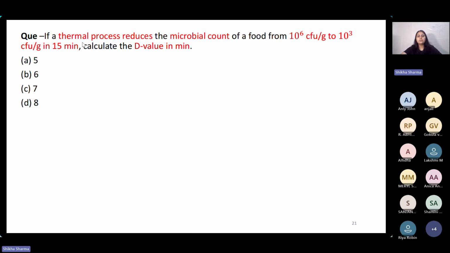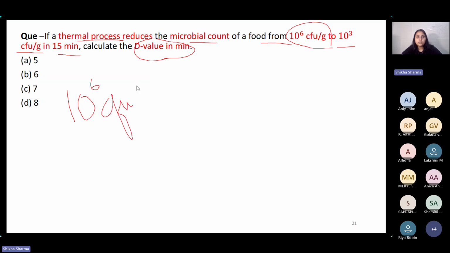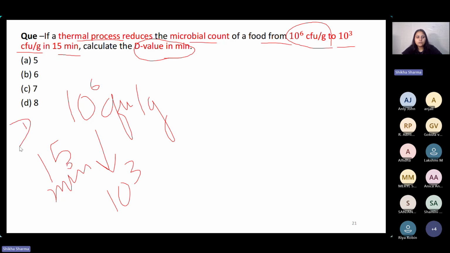The question says, if a thermal process reduces the microbial count of a food from 10 to the power 6 CFU per gram to 10 to the power 3 CFU per gram in 15 minutes, calculate the D value in minutes. So the microbial population comes down from 10 to the power 6 to 10 to the power 3, and it takes 15 minutes. We need to calculate the D value.